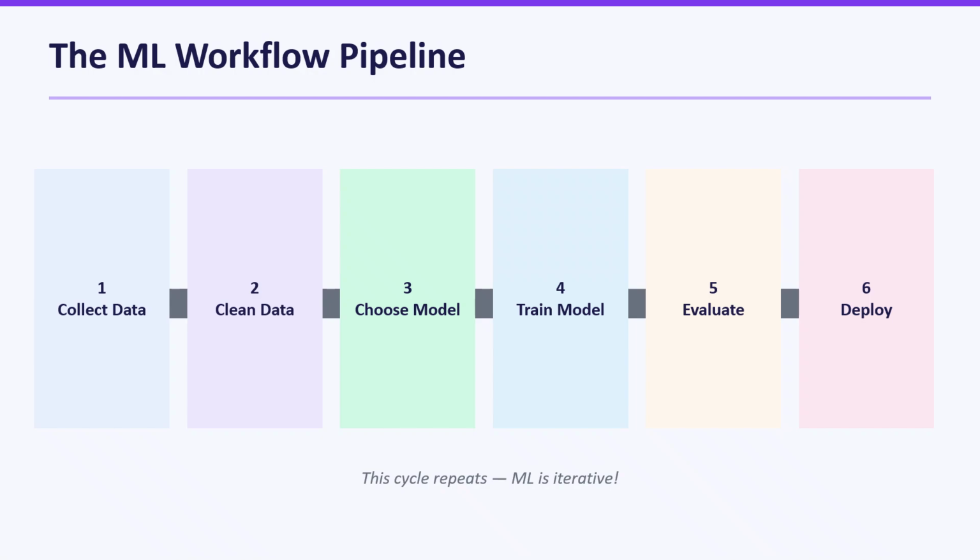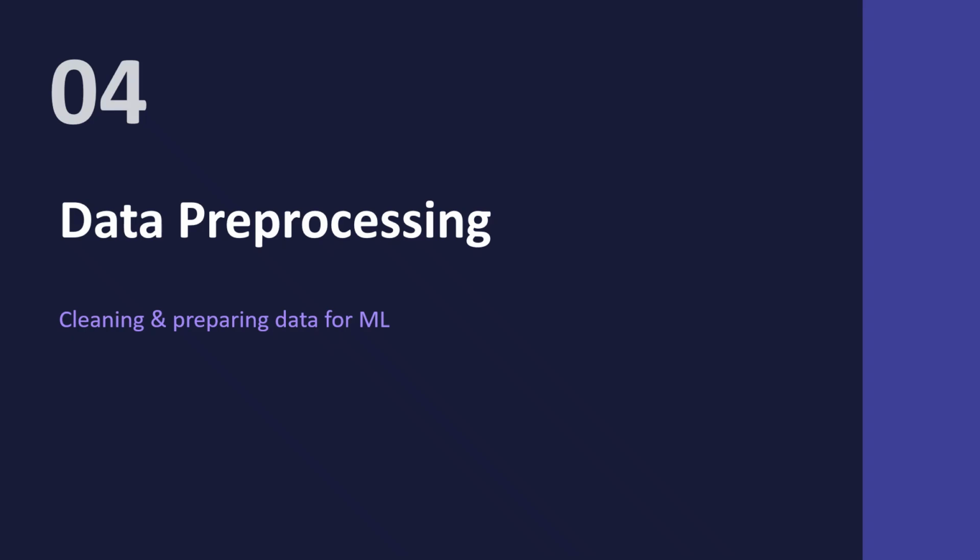And here's the most important thing to understand. This is not a one-time process. It's a cycle. You keep improving your model based on real-world feedback. ML is iterative, always evolving. Before we train any model, we need to prepare our data. This is actually where data scientists spend 70 to 80% of their time.